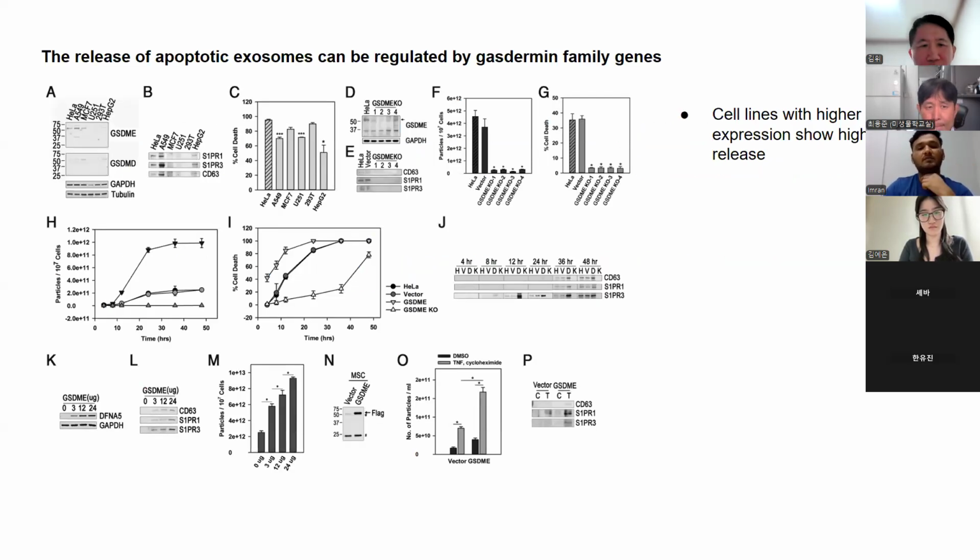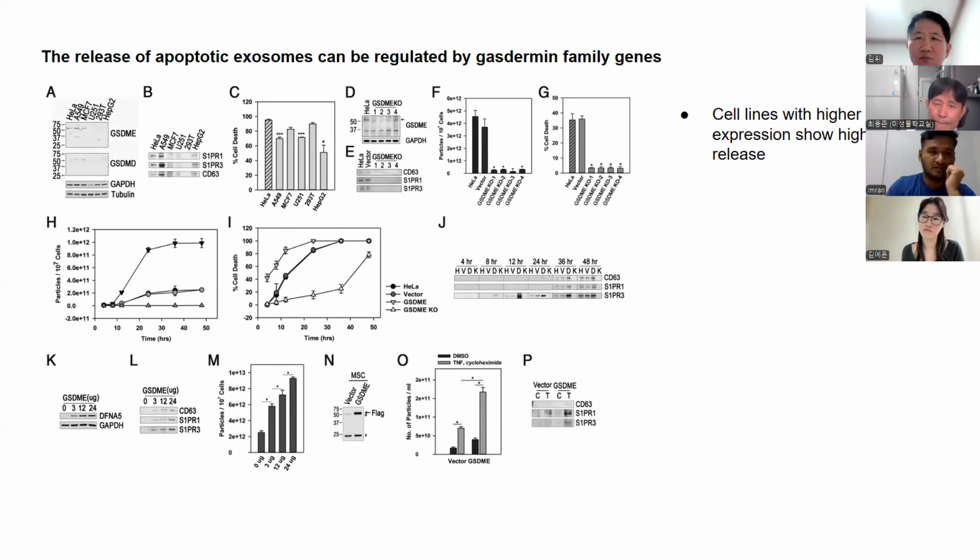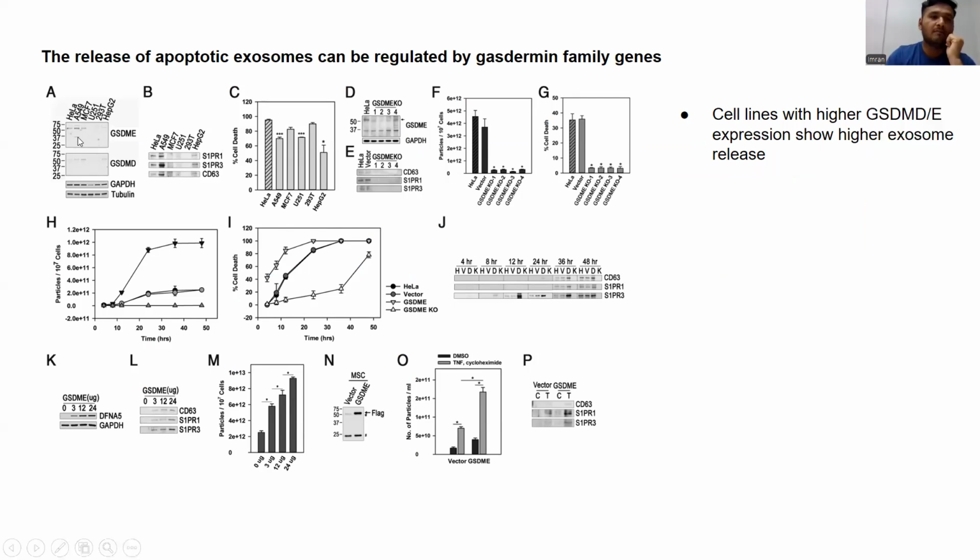In the initial experiments, the authors explained the role of gasdermin E in apoptotic exosome release. They showed that cells expressing a higher amount of gasdermin E tend to release more exosomes and also show enhanced cell death, as shown here: the cells with higher gasdermin E expression have more exosomes and increased cell death.